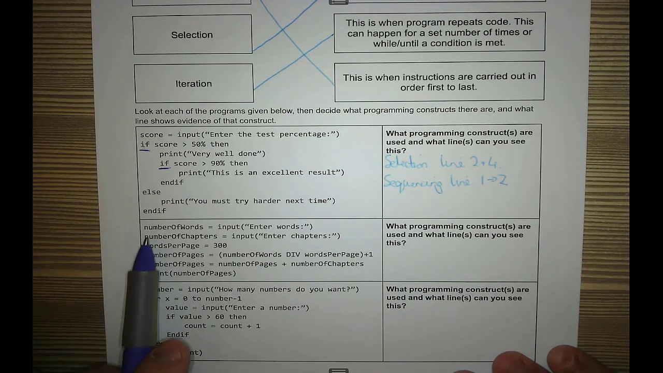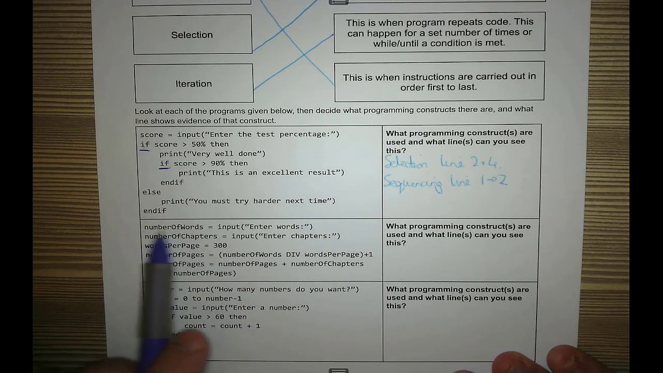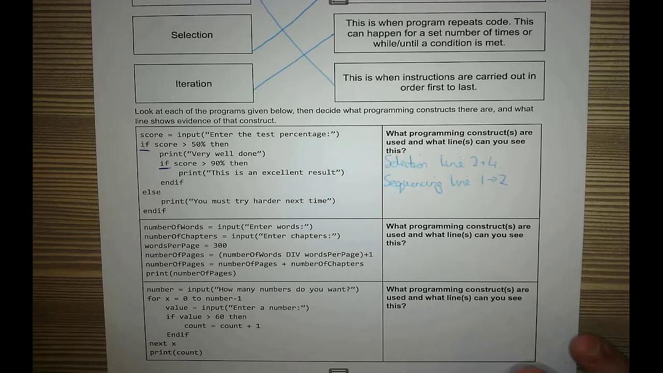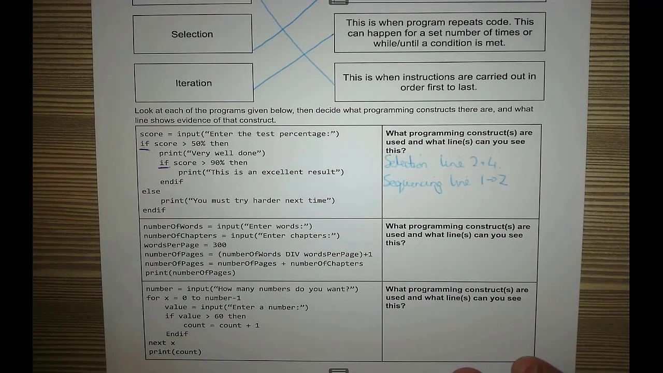So next one then, we've got an algorithm here. We've got number of words, number of chapters, and so on. We've got 1, 2, 3, 4, 5, 6 lines of code. First of all, I can't see an if statement, so I know there's no selection there, so I can immediately rule that out. With iteration, there's a specific way you can spot this as well. So iteration, you're looking for a for loop, an until loop, or a while loop, and that's not apparent in there either. So we can rule out iteration.